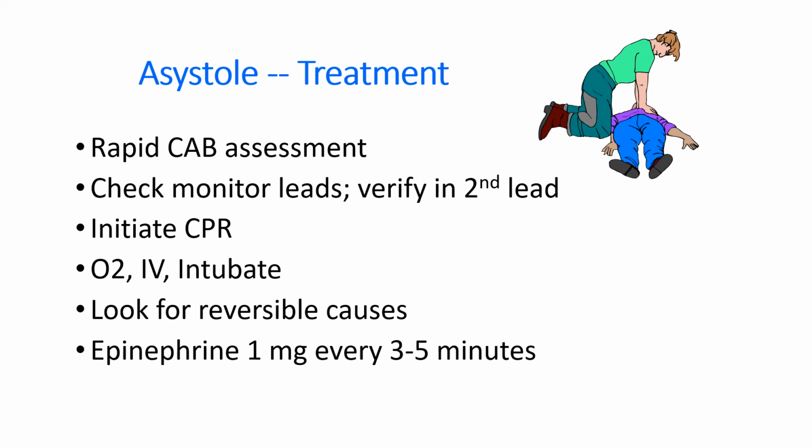So your treatment is rapid CABs: check circulation, airway, breathing, check the monitor lead, verifying a second lead. You always want to start your CPR. You're going to make sure they have airway management and IV access. You potentially will have to intubate the patient, especially if hypoxia is the cause. Usually asystole is refractory to treatment unless you can reverse the cause, so look for the reversible causes. And you're going to give epinephrine 1 milligram every 3 to 5 minutes to support the CPR given.